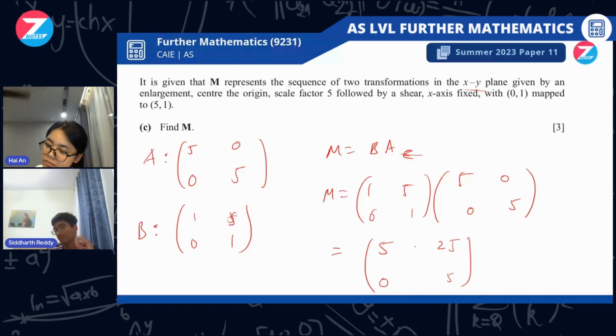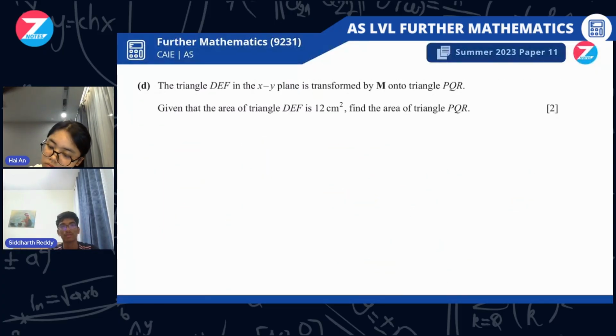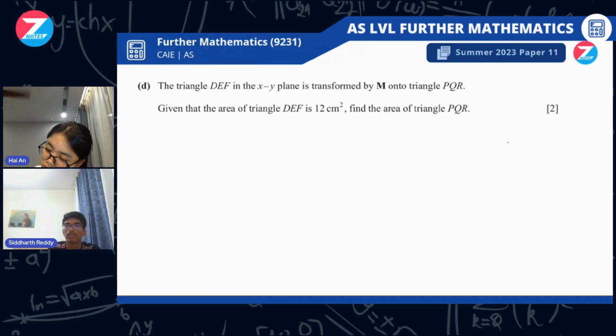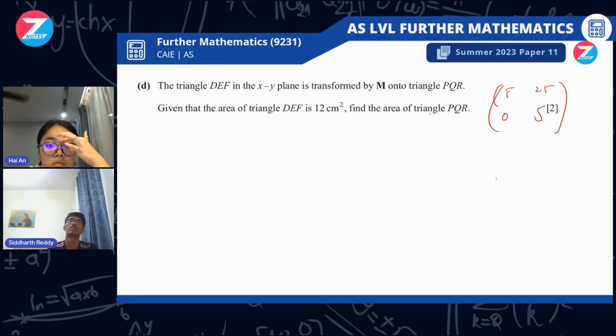You should, by the way, all be familiar with matrix multiplication. The triangle DEF in the xy plane is transformed by M onto the triangle PQR. We already got M as (5, 25; 0, 5). So the triangle DEF is transformed onto PQR. Given that the area of triangle DEF is 12 centimeters squared, find the area of the triangle PQR.